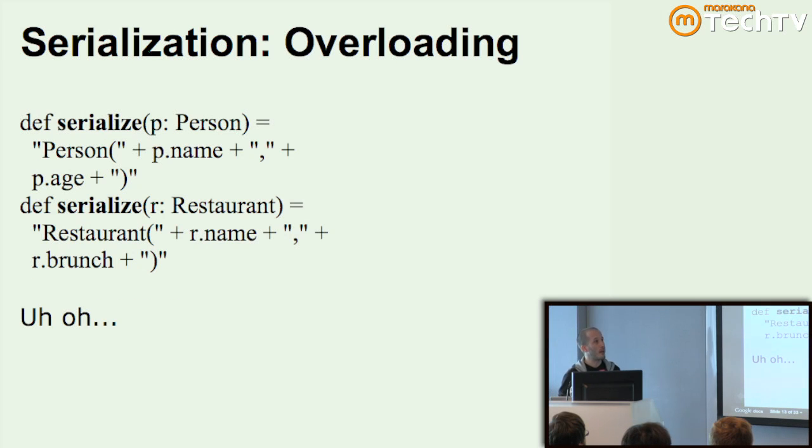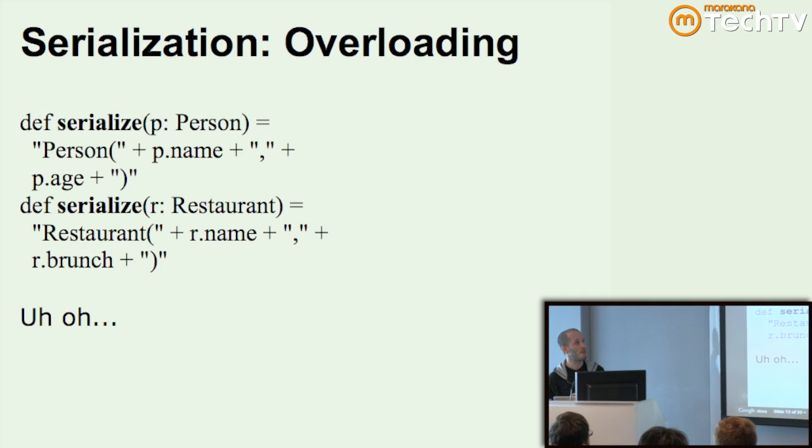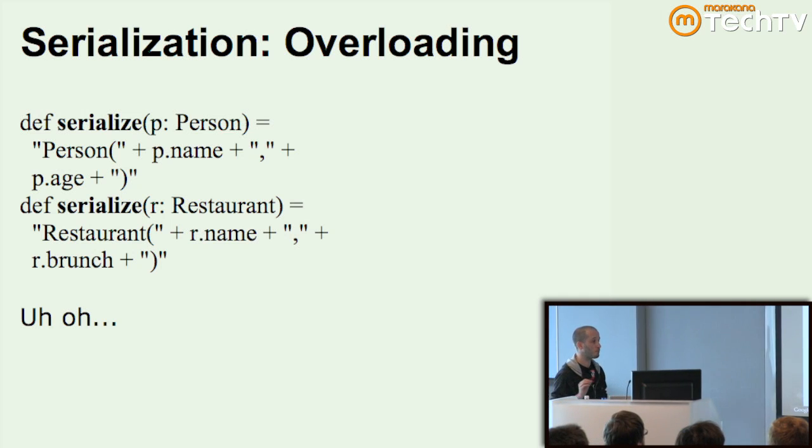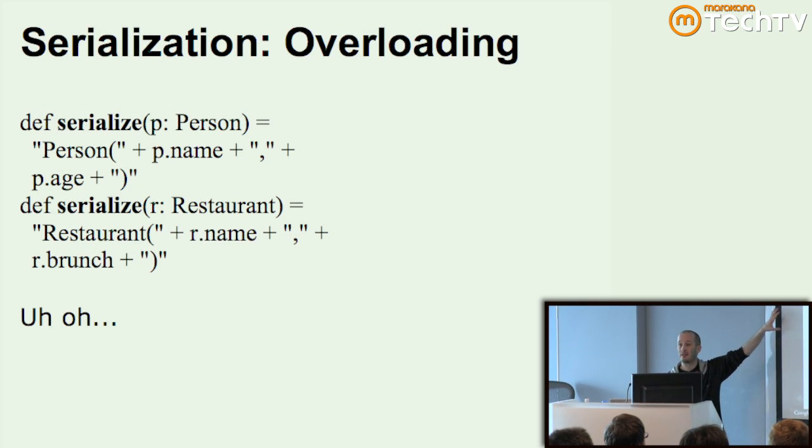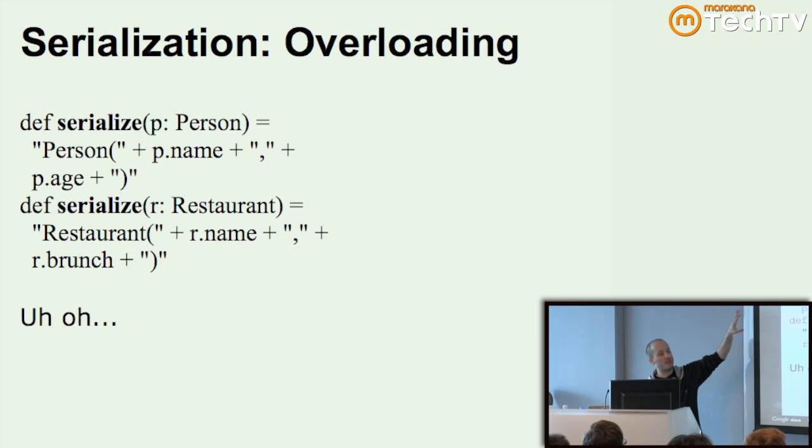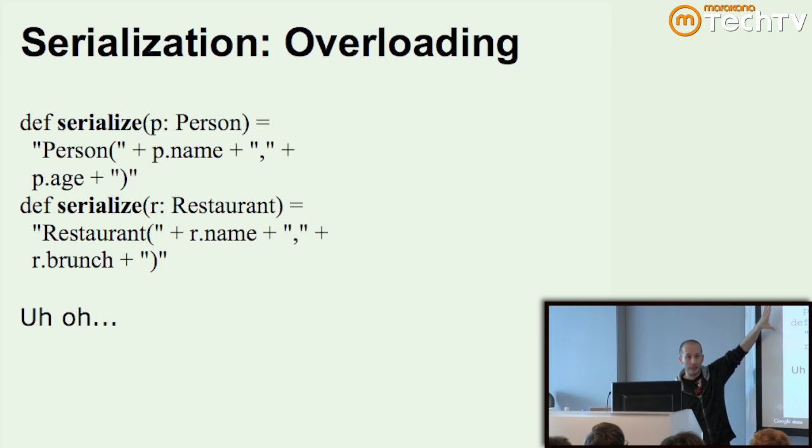A first naive attempt at a serialize method that works on both of these types of data would be to just use overloading. But this really doesn't help us very much because with overloading, there's no connection between these two methods other than the fact that they happen to have the same name. Overloading, all it does is save you from having to choose new names all the time. But other than that, these are really two completely distinct methods. I can't call this method without knowing already which of the types I'm using. So overloading is really not much help.